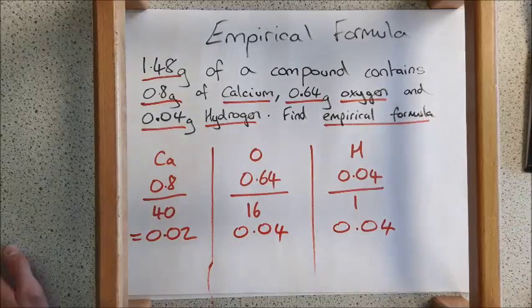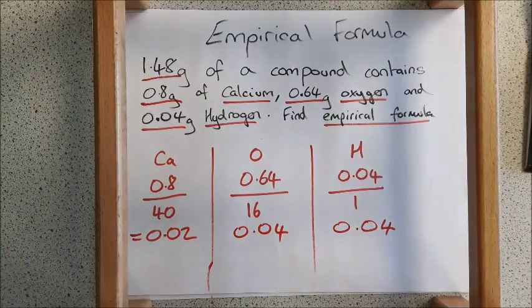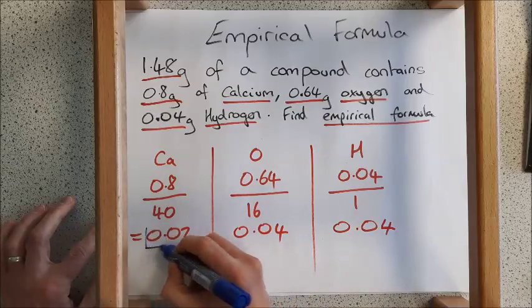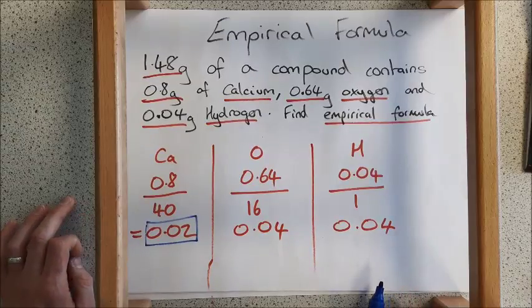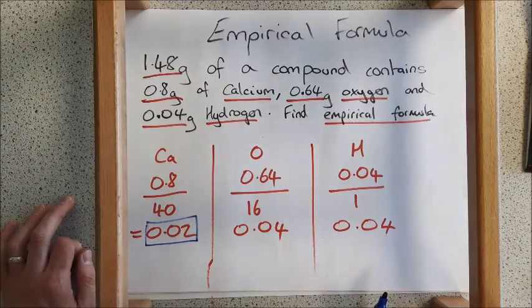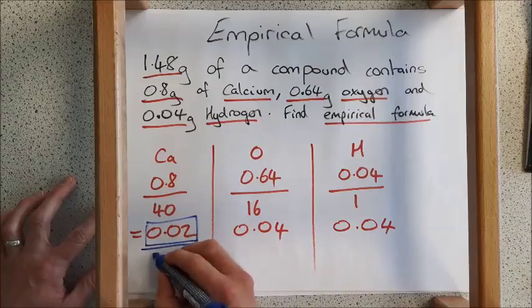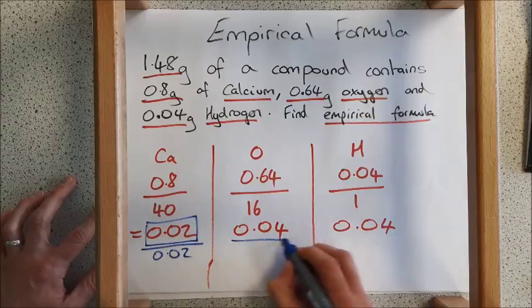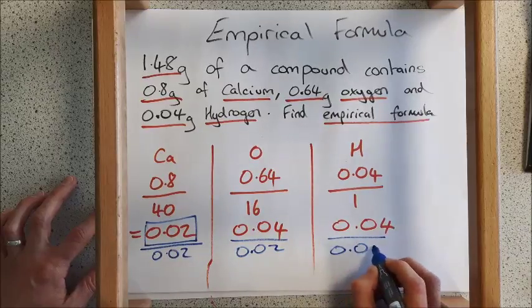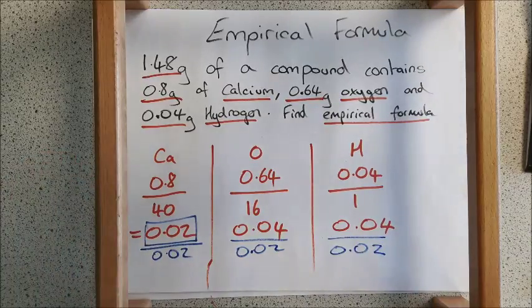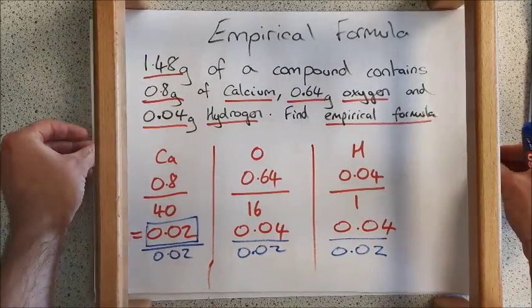Okay, so once you've reached this stage, the next thing to do is identify which is your smallest number. So in this case, 0.02 is the smallest one. So I'm now going to go through and divide all of these by 0.02. I'm going to have to do a little bit of a shimmy here to get it all in shot, so one moment. Should have planned ahead.